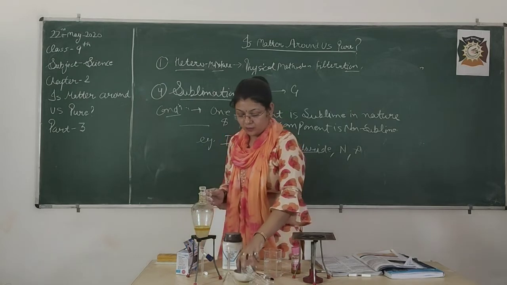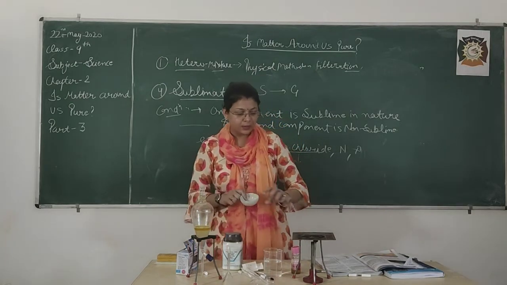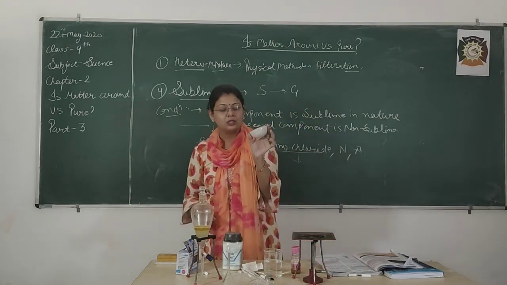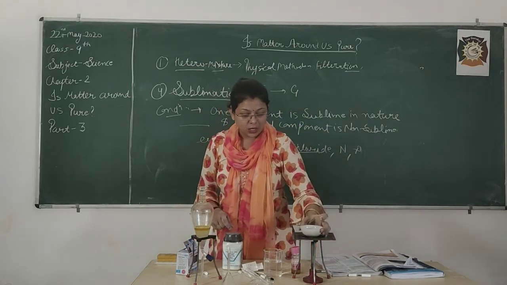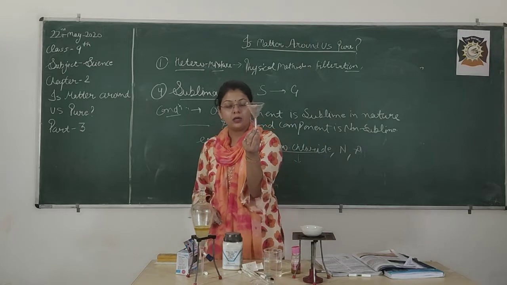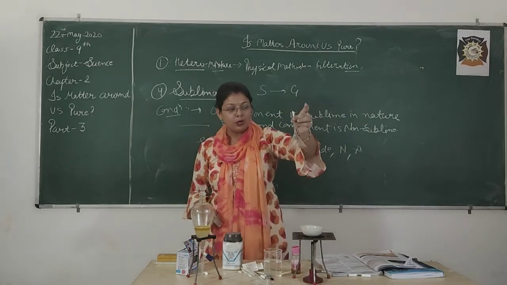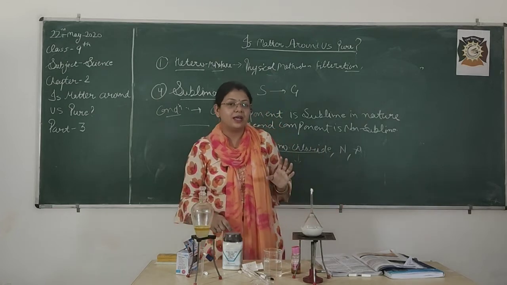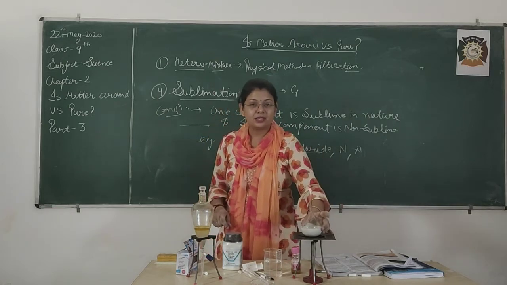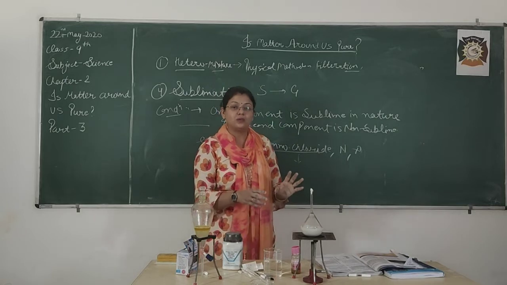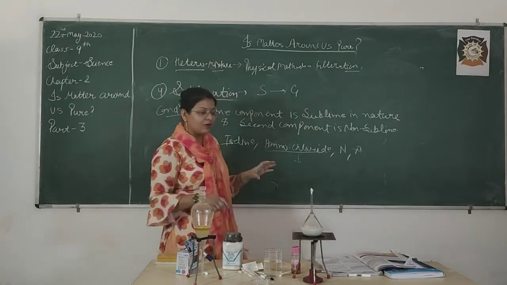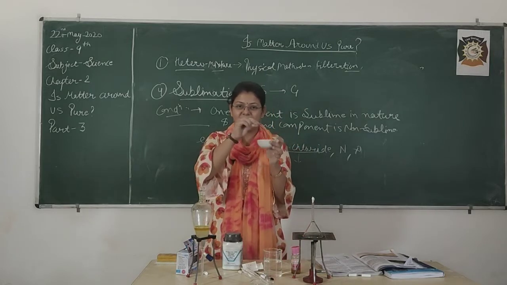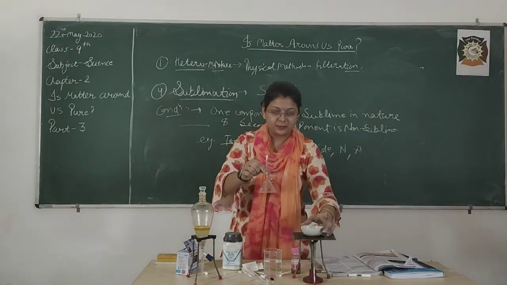Just focus on the setup. Burner, tripod stand, wire gauze. This is a china dish. On the china dish, this is what? A cone, a funnel. I am going to place this funnel in an inverted direction, invertedly. So this is the whole setup that is used for the sublimation process. What I am going to do is pour the ammonium chloride and salt mixture here and place it here.